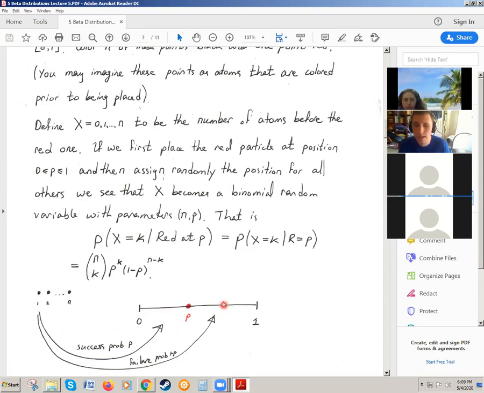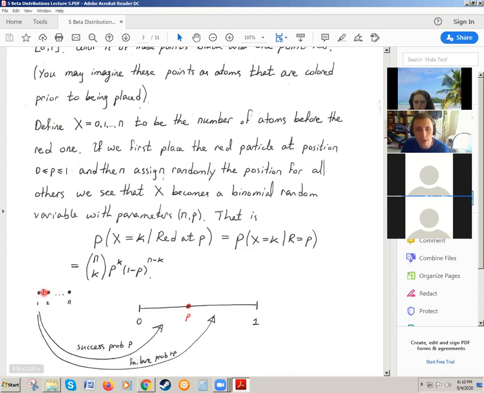Make sense? Because particle 1 is uniformly distributed, it's equally likely to go anywhere. It's randomly placed. Randomly means uniformly distributed. Given that red is here, the probability that particle 1 is below, or to the left of, the red point is the area under this curve, which just happens to be P, right? So the probability that particle 1 lands between 0 and P, a success, is P. And the probability of failure is 1 minus P. Do you see that? Good.